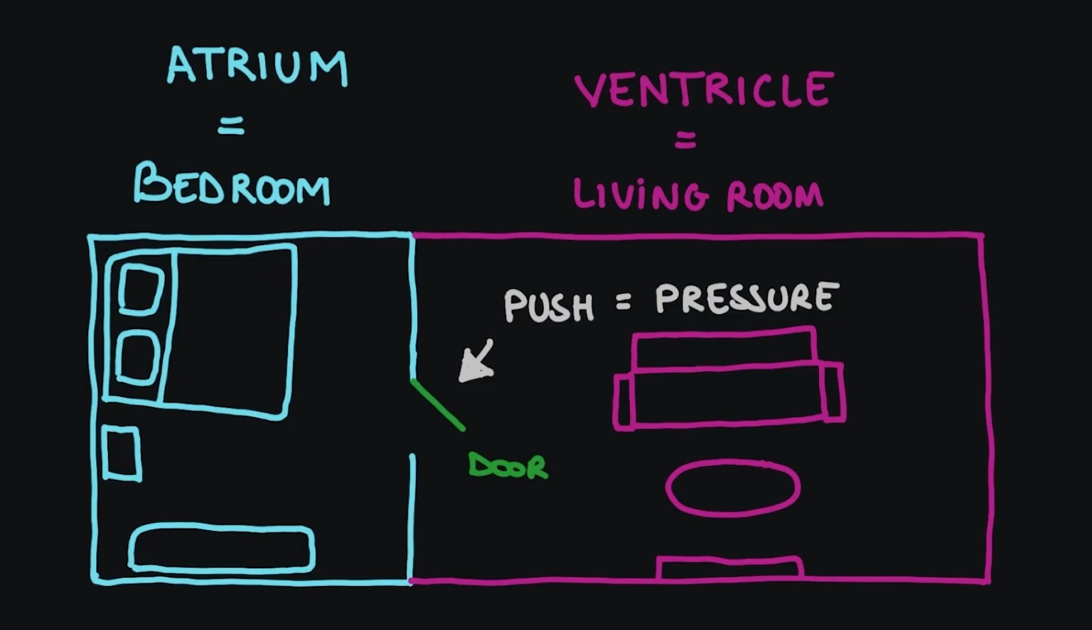The door opens only from the bedroom into the living room, just as the atrioventricular valves open only towards the ventricles. If you stand in the living room and push on that door, it simply closes. Likewise, when pressure builds in the ventricle and pushes against the valve, it slams shut. It's the S1 sound, and this closing is preventing any backflow into the atrium. There are other mechanisms, but I won't explain them.